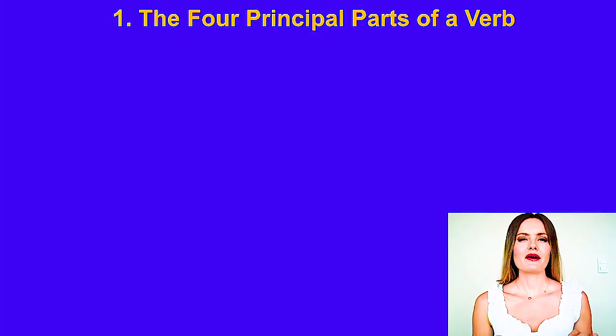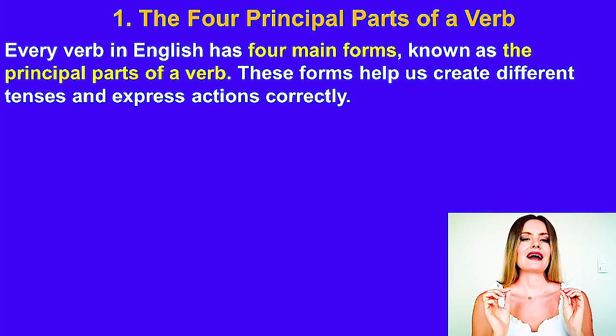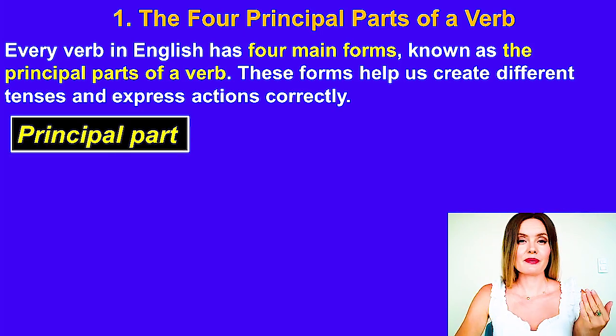Let's learn about the 4 principal parts of a verb. Every verb in English has 4 main forms, known as the principal parts of a verb. These forms help us create different tenses and express actions correctly. These are the principal parts that we are going to learn about.